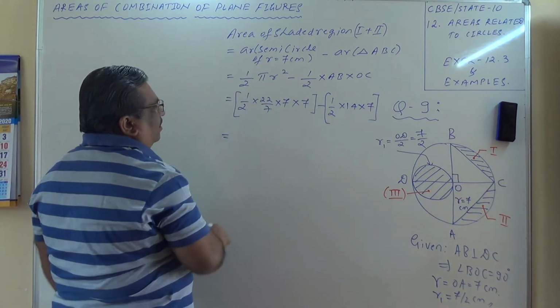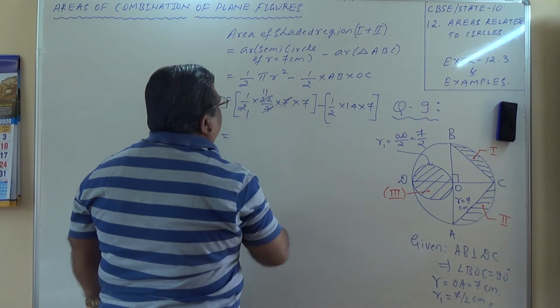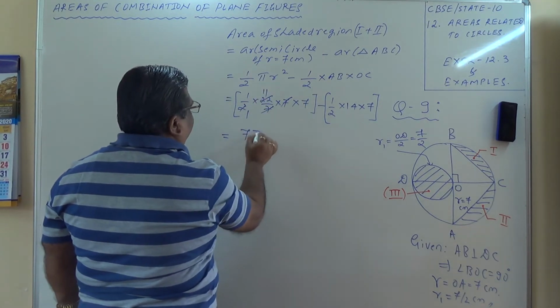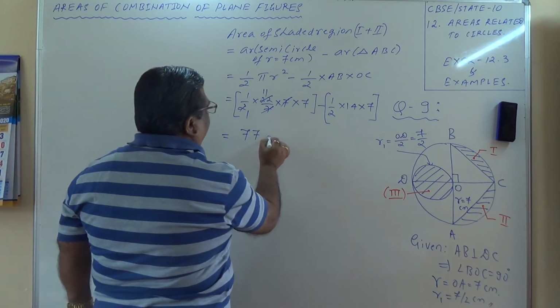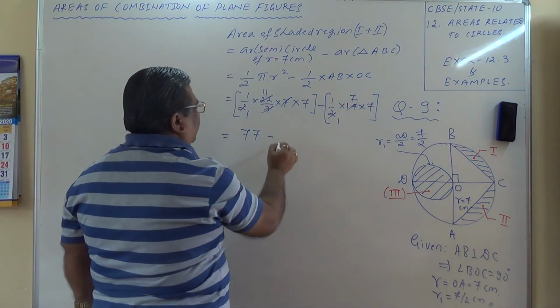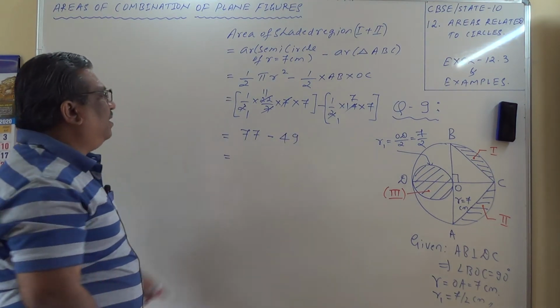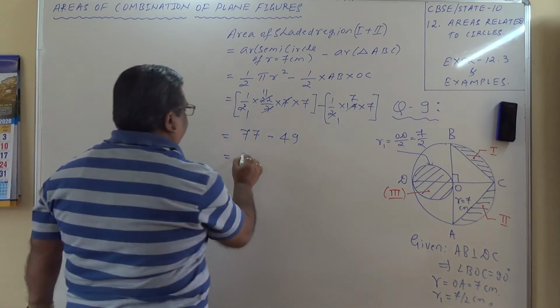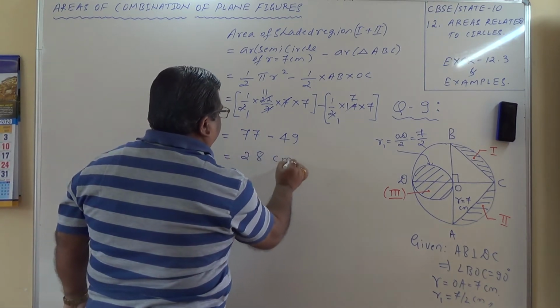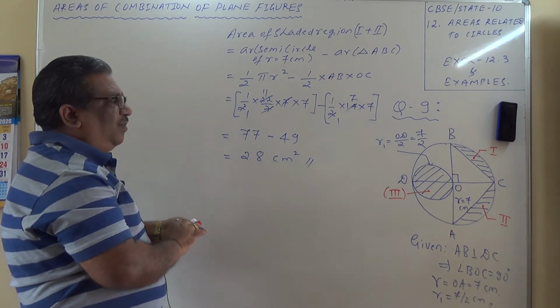So this is equal to 7 cancels, 2 ones are 2, 11s are, so 11 into 7 is 77, minus 2 ones are 2, 7s are, 7 into 7 is 49, and this is equal to 28 square centimeter, which should be the area of the shaded region 1 plus 2.